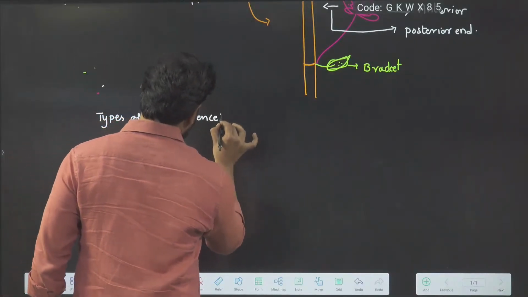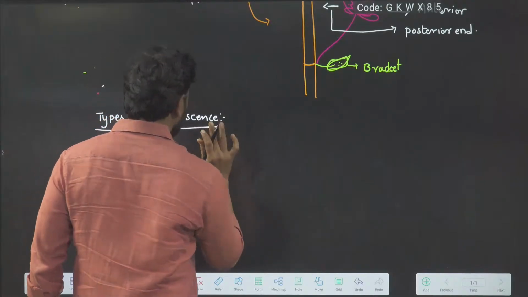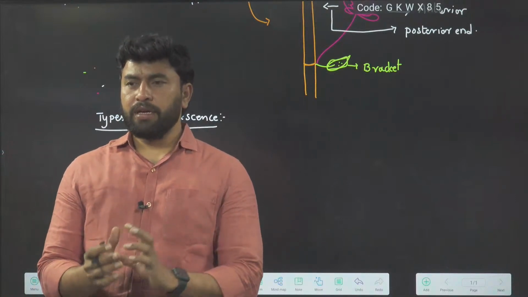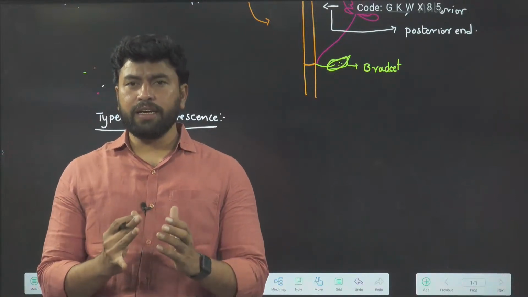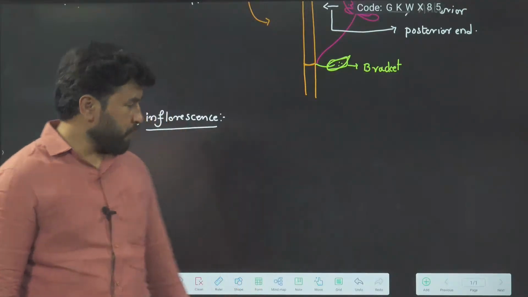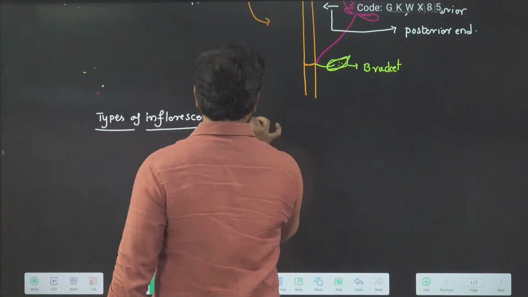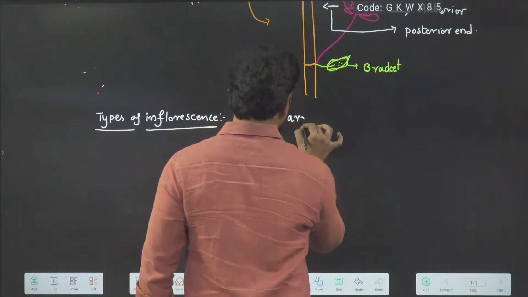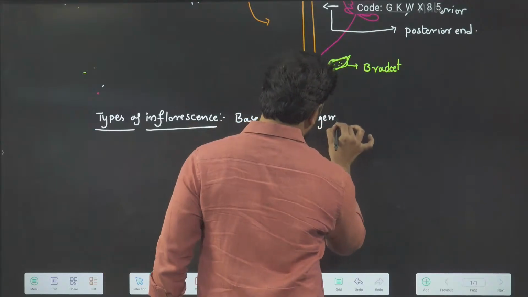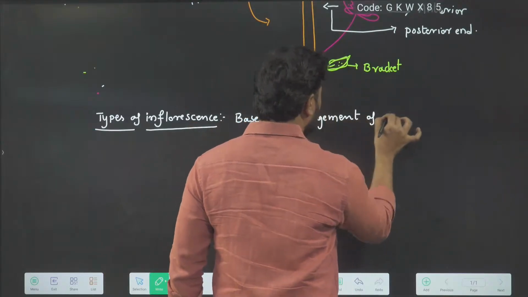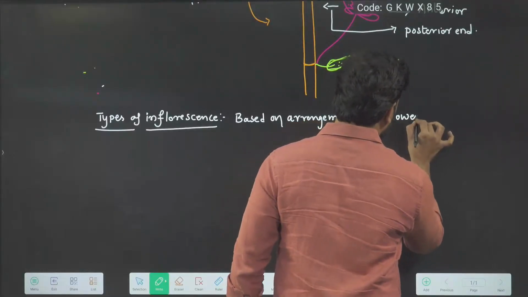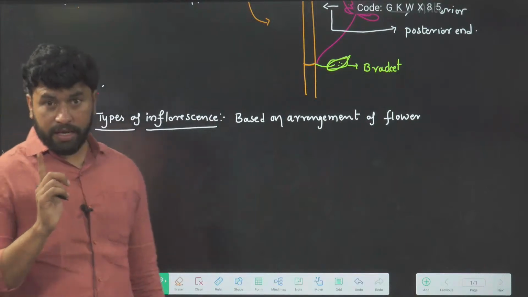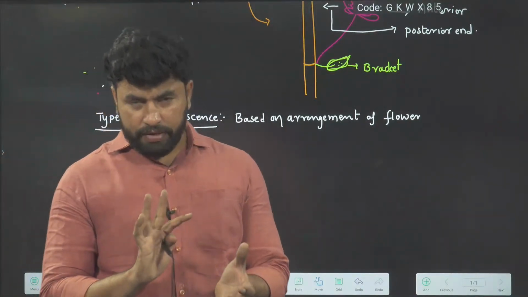Types of inflorescence. I think we know what is inflorescence. Now I am dividing these inflorescences into particular types. If I am dividing them, what criteria do we follow? Based on the arrangement, or exactly to say, based on the growth of flowers on the inflorescence axis, we have two types of inflorescence. This is the criteria to make the inflorescence into two types.